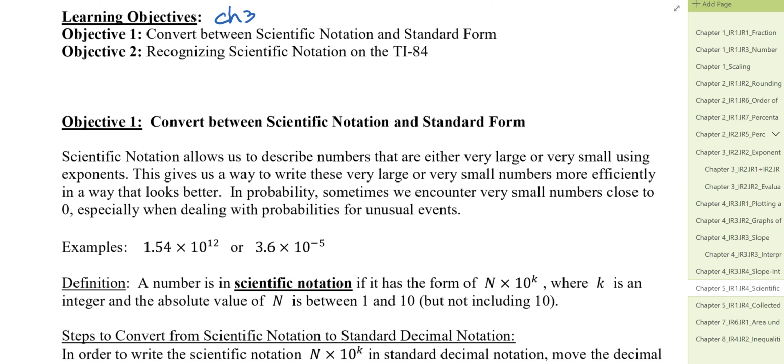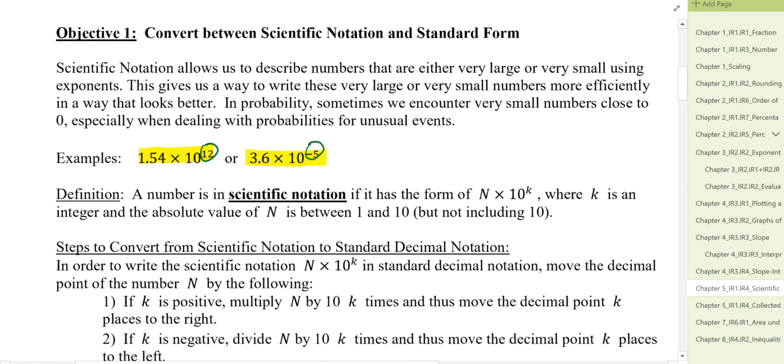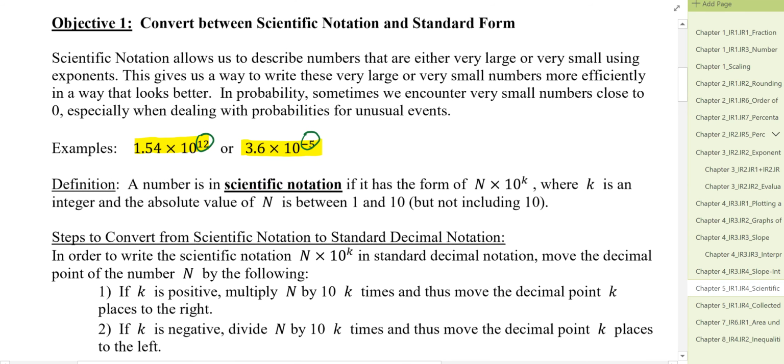Now, this is our scientific notation here, and this is another scientific notation. Notice that the first number has a positive exponent, 12, meaning I have a number that's really big. With 1.54, I'm going to move the decimal to the right 12 times. Notice a negative exponent here, meaning that for the 2.6, I can move it to the left 5 times, which gives a small number, a number between 0 and 1. This one is very small.